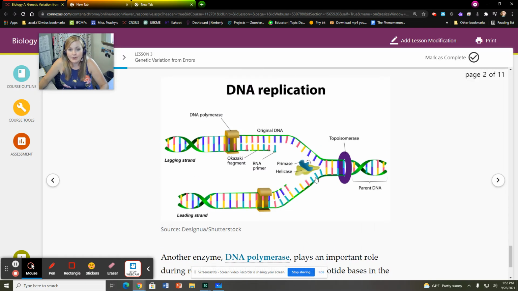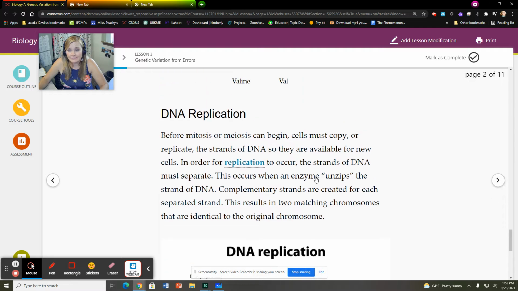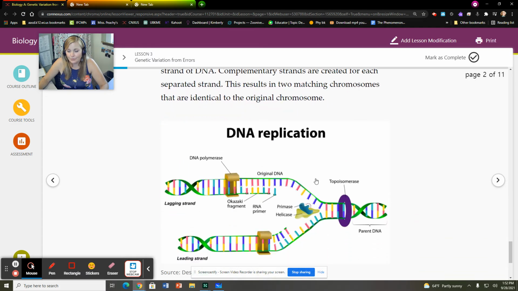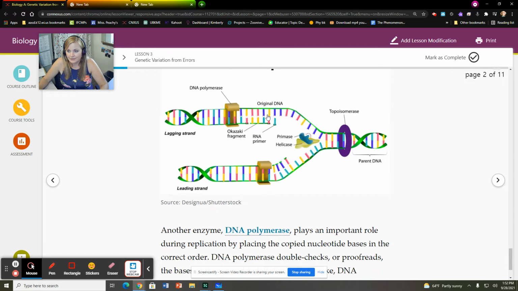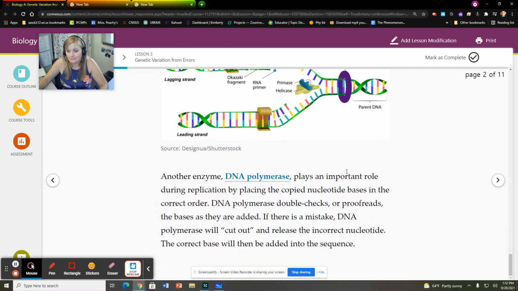Now remember, during the process of replication, you're making new chromosomes to be able to go on into that cell division process, right?